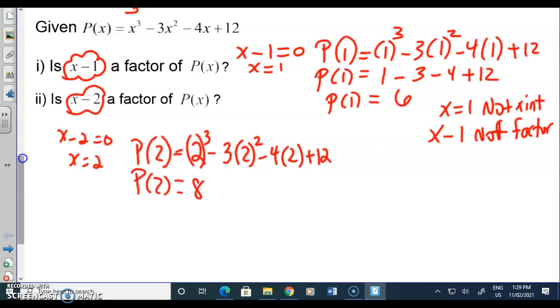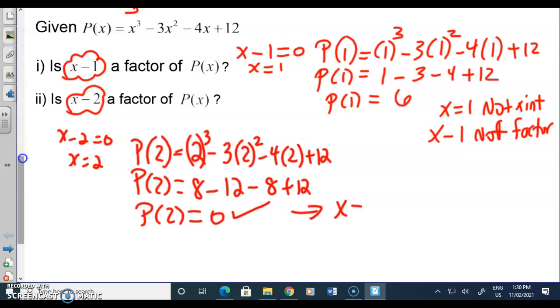You're going to get 8. 2 squared is 4, 3 fours are 12. 8 plus 12, and when you add it all up, you get 0, which is perfect. That's a great thing, because what that tells you is that x equals 2 is an x-intercept.